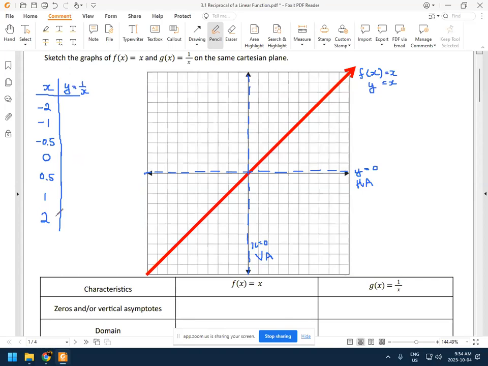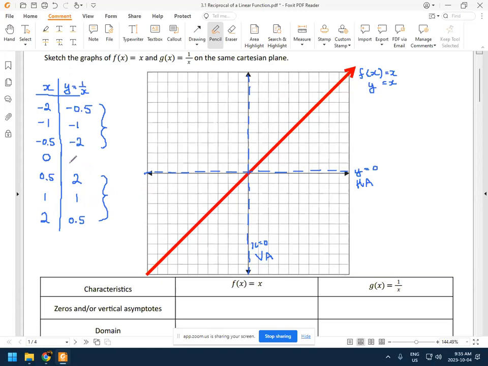Now, let's start with the positive. 1 divided by x: 1 over 2, that's 0.5. 1 over 1, that's a 1. And 1 over 0.5, you can use a calculator, that's 2. Let's jump over 0. If it's 1 over -0.5, that's a -2. 1 over -1, and 1 over -2, that's a -0.5. So you should see a bit of a mirror image between these two. It's just that it's positive and negative.